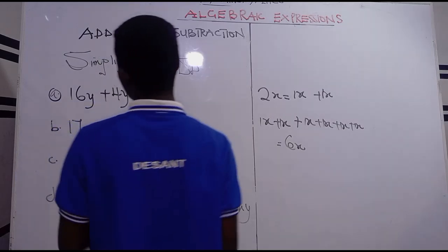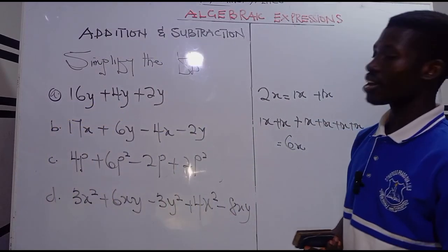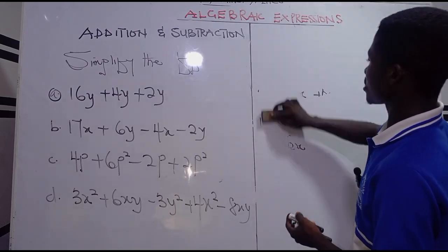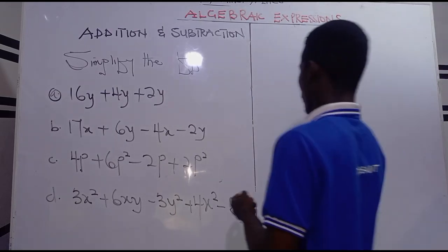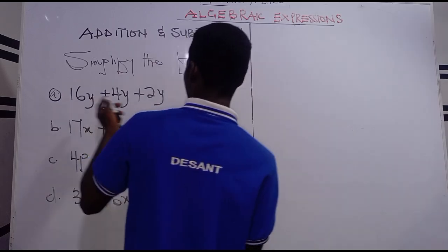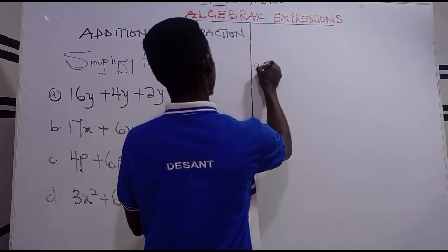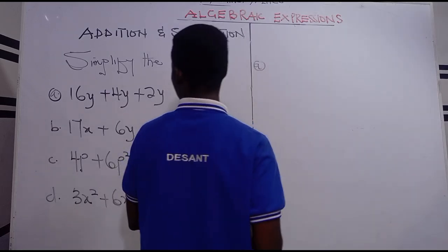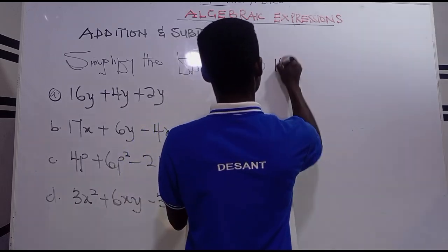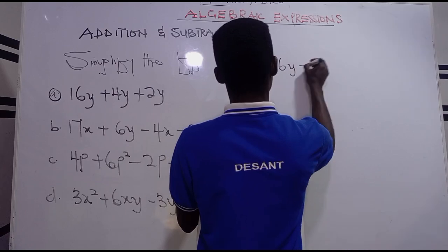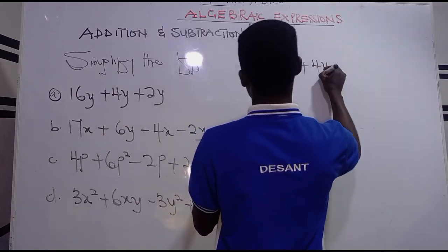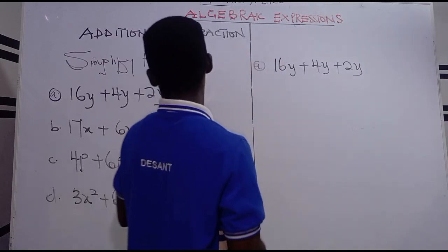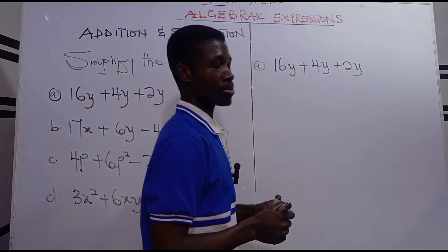So we have these very few examples here. Let's try our hands on it and then see how it goes. So we have the first example. We have A. We have 16y plus 4y plus 2y. We are to simplify this algebraic expression.